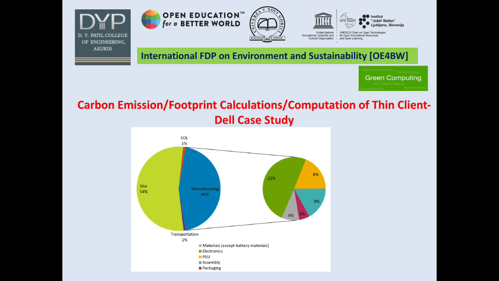Again, in the graph, the estimated impact by life cycle stage with breakout for manufacturing by component is described here. That is use 54%, manufacturing 44%, and 22% electronics, PSU, assembly, packaging. All of this impacts the product throughout the life cycle. Dell uses a product attribute to impact algorithm to perform the product carbon footprint. It takes into consideration the important attributes of the product which can be correlated to activity in order to calculate the product carbon footprint.